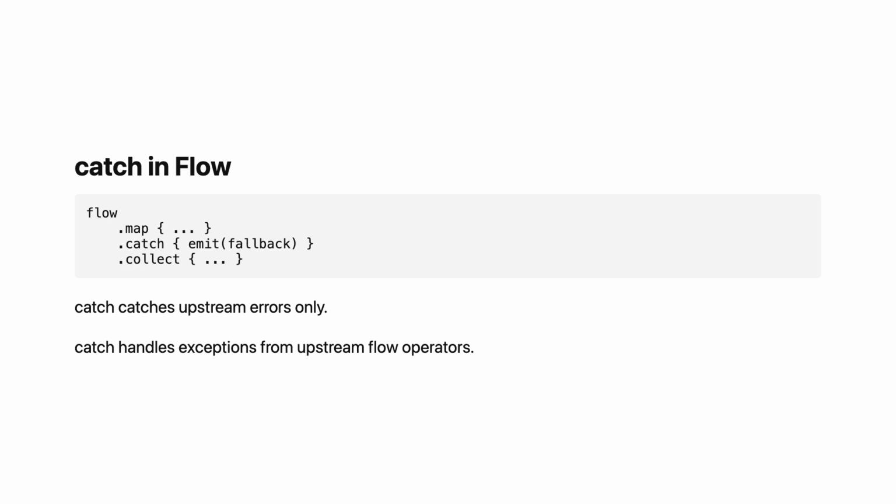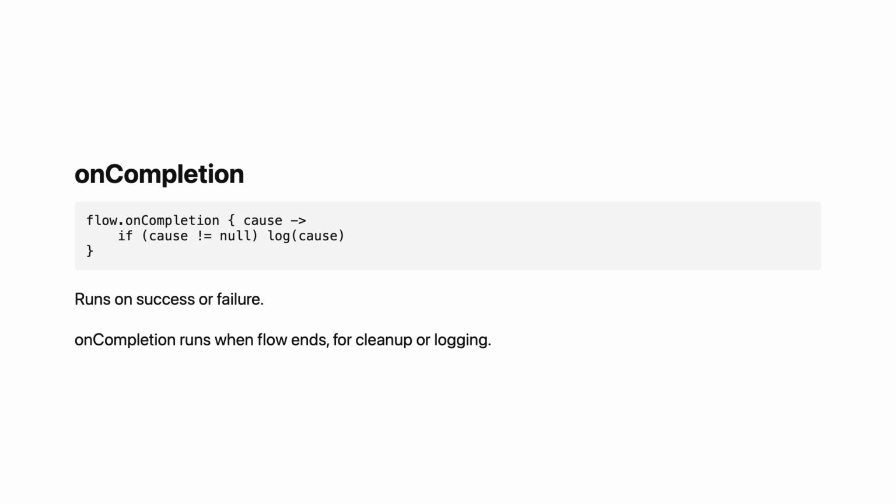Flows have their own error handling. The catch operator handles exceptions from upstream. flow.map might throw, .catch { emit(fallback) }.collect. Catch receives the exception. You can emit fallback values, you can log, you can rethrow. Catch only catches operators before it in the chain. Exceptions in collect are not caught. For collect errors, wrap the entire collect in try catch.